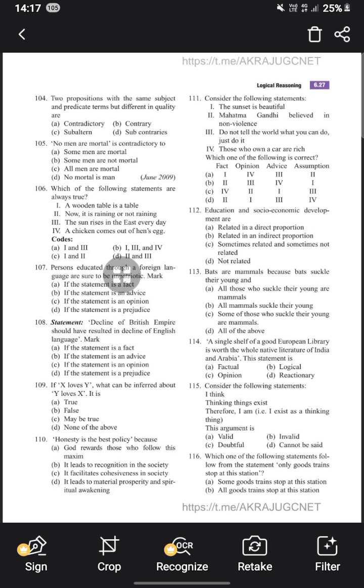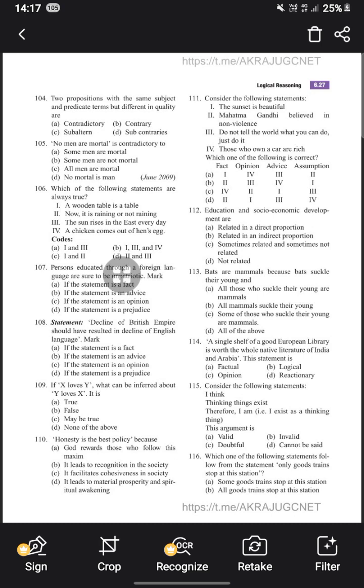Subcontrary. No men are mortal is contradictory to 105 is B, that is, some men are not mortal. No men are mortal is contradictory to some men are not mortal. Which of the following statements are always true? So 106 is B, 1, 3 and 4.